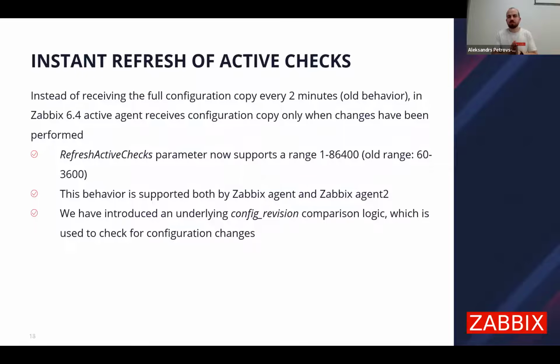So thanks to, again, the fact that agents now will compare whether they need to update the configuration or not using the config revision logic, the refresh active checks parameter can be lowered to 1 second. And you might remember that the old range was starting from 60 seconds. And the best part, of course, is that this behavior is supported both by Zabbix agent and Zabbix agent 2. So by both Zabbix agents.